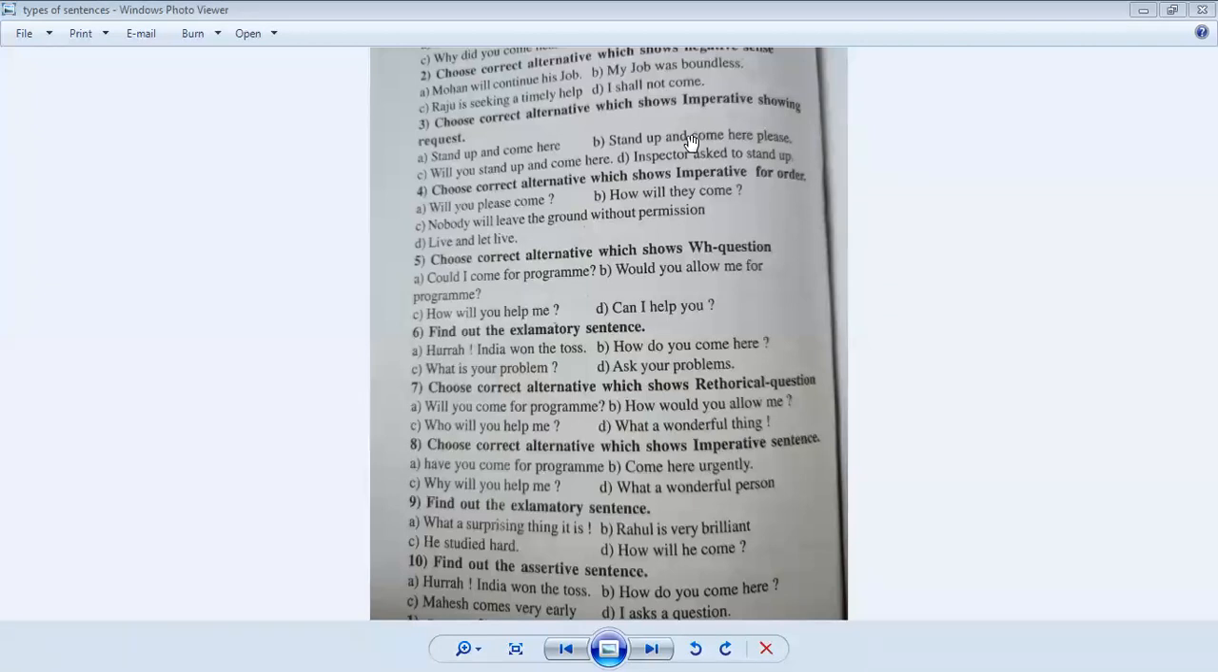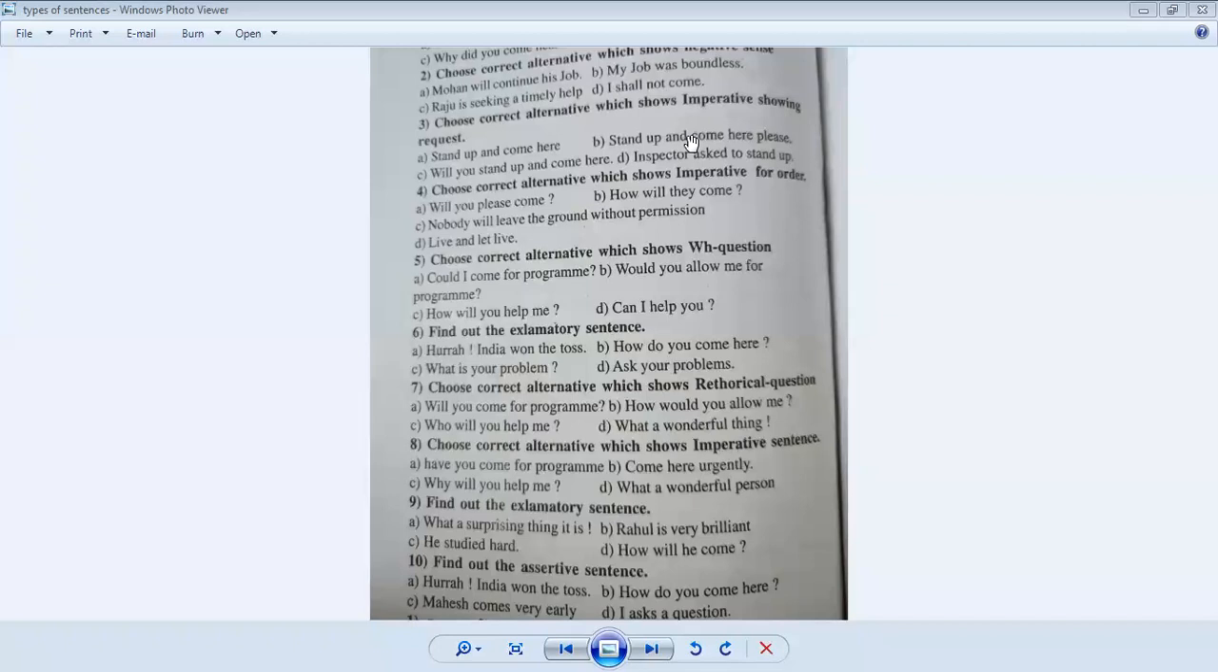So as I said, I gave you one example. If I am angry with myself, I'll say, how could I be this stupid? Now this is a question, but there will be a question mark, right? But there I'm not expecting an answer from anyone. So that becomes a rhetorical question. Okay.